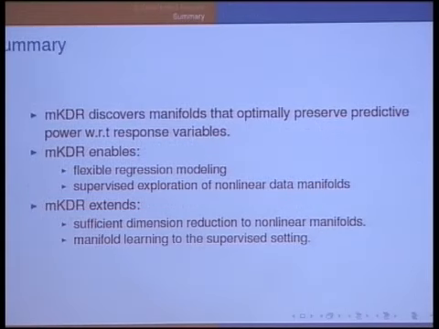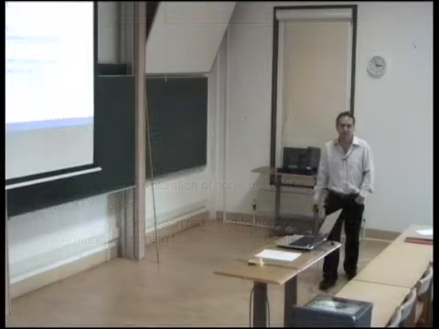So this is kind of a vacuous summary. This methodology putatively discovers manifolds that in some sense preserve predictive power with respect to response variables. And in some sense it's a gluing together of two ideas. It's sufficient dimension reduction, and a particular methodology for allowing that to be extended to nonlinear manifolds. And it's allowing the manifold learning people to get interested in response variables. Okay, thank you.